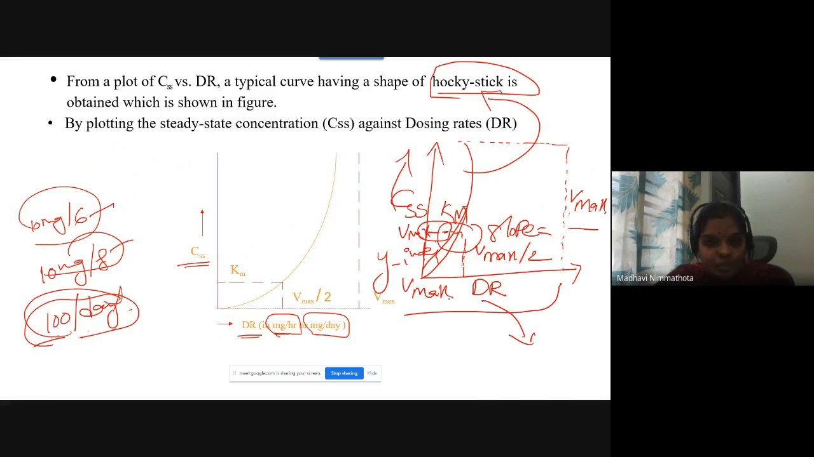When you have to give this dosage form through intravenous infusion or multiple dosage regimen, the graph will be like this. So here we are taking the dosing rates in mg per hour or mg per day. So this is the basic concept of the steady state plasma drug calculation of Vmax and Km.